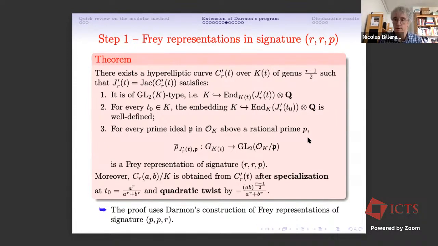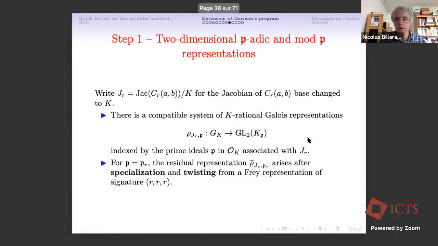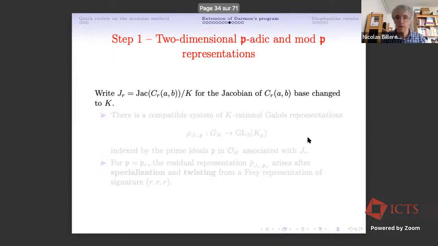So in this case, we don't require this semistability part. No. Okay, thank you.